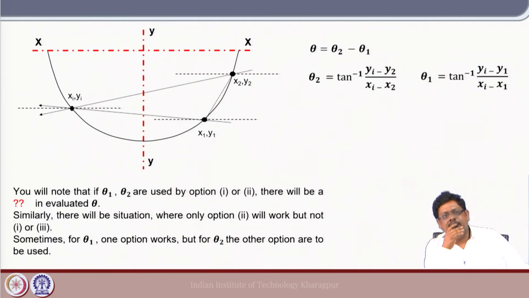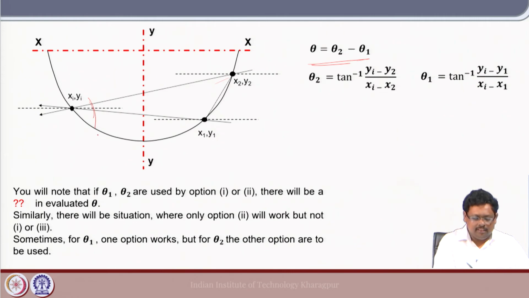Now, here for instance, I am just giving 2 points, x1 and x2. Here it is straightforward, this is the theta, and you know which angle it is. So, it is theta 2 minus theta 1, right, because it is tan theta 2 minus tan theta 1. So, this theta, from this axis, is theta 2 minus theta 1.